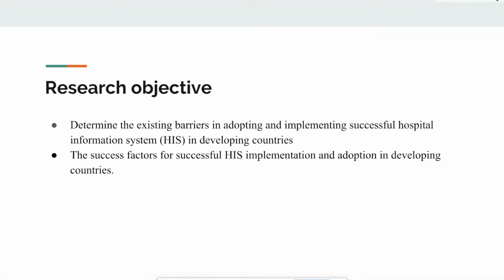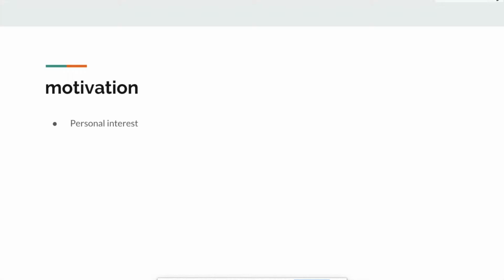Research objective. The objective of this research is to determine the existing barriers in adopting and implementing successful hospital information systems in developing countries. And also the objective of this research is to determine the success factors for HIS implementation in developing countries. Motivation. The motivation for this thesis came from my personal interest, since I'm from a developing country.